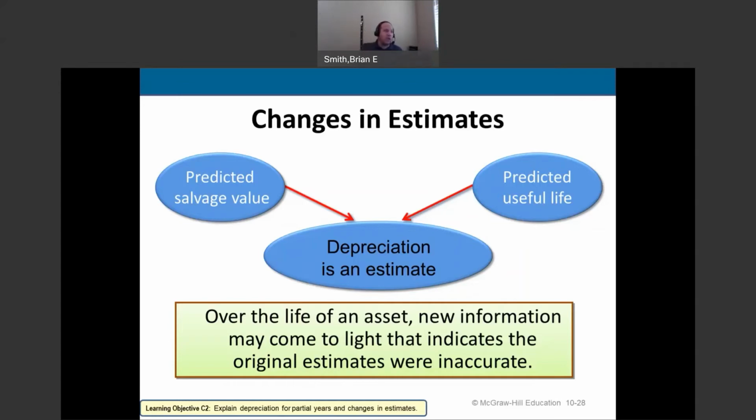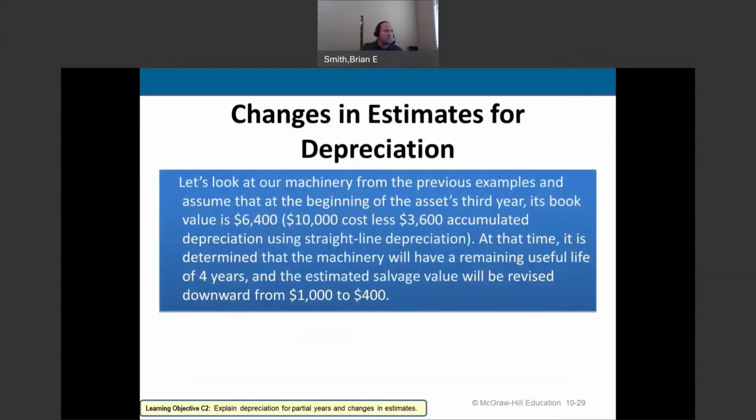What happens when we have to change? First of all, we didn't make a mistake, so there's no error. It's not an error when we change our estimates, okay? So what we're going to do, let's look at our machinery here.